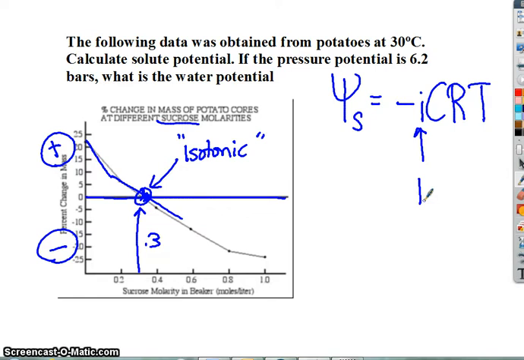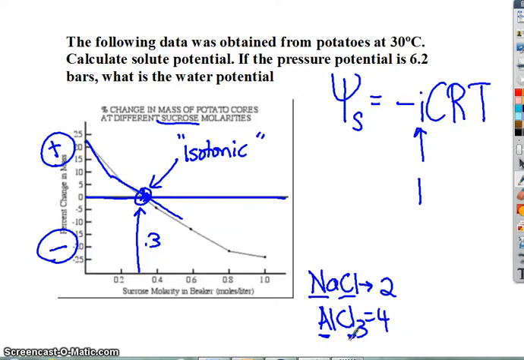If, on the other hand, they gave you something like salt, NaCl, this would actually break into 2 ions. Or I could give you, for example, let's just make one up, aluminum chloride. This would actually break into 4 ions, 1 plus these 3. So that's all the ionization constant is for. Usually it's going to be 1. A lot of times these experiments are with glucose, sucrose, starch, something like that.